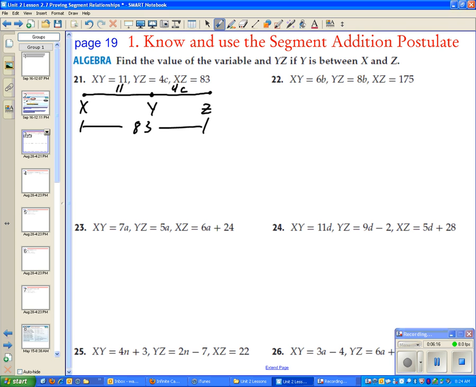We use the segment addition postulate to set up our equation. The segment addition postulate applied to this drawing would conclude that the length of XY plus the length of YZ equals the length of XZ. Now, you don't have to write this part, but here's the conclusion of what the segment addition postulate would say.